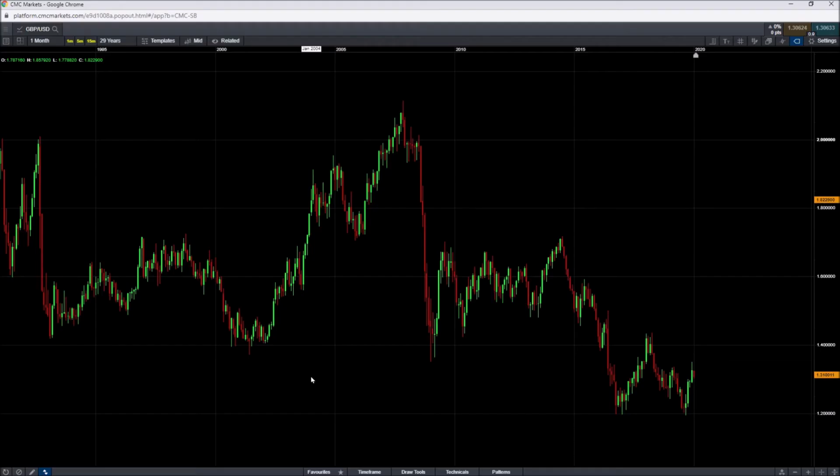Right, okay guys, we're on the monthly time frame on the pound dollar. Now this is the best way by far to plot your levels, the important levels. These high time frames will show significant, powerful levels that the banks and the institutions use.